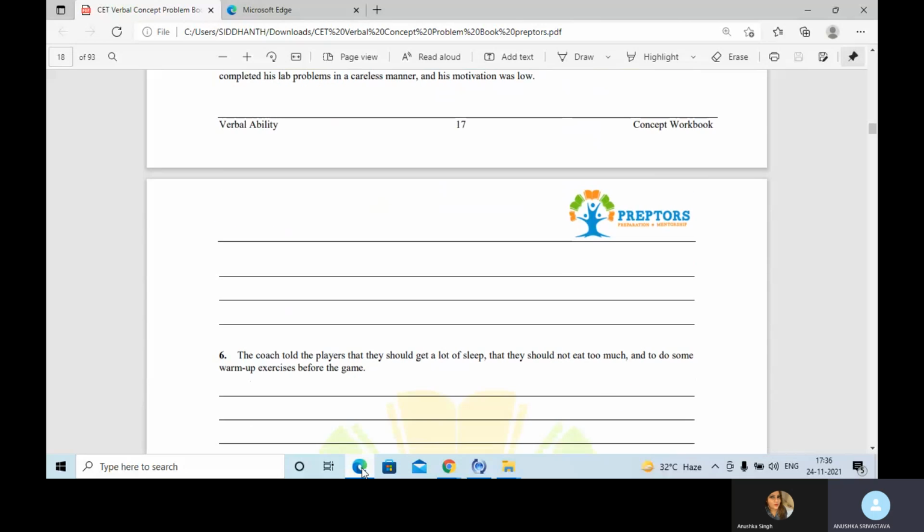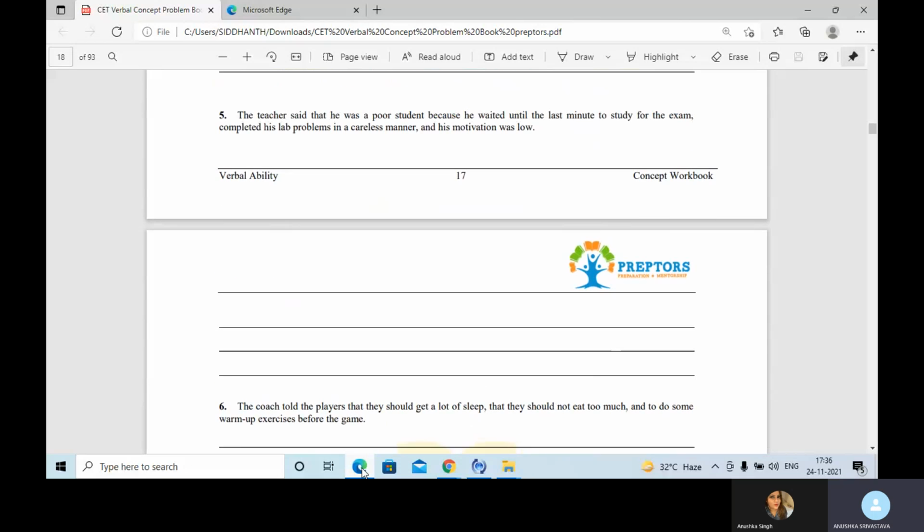Fifth question now. The main idea is the teacher said that he was a poor student because he. Now related idea 1 is waited until the last minute to study for the exam. Related idea 2 is completed his lab problems in a careless manner. And related idea 3, which is incorrect, is his motivation was low. Since I have two verbs in the ed form, the third one also has to be put into an ed form.